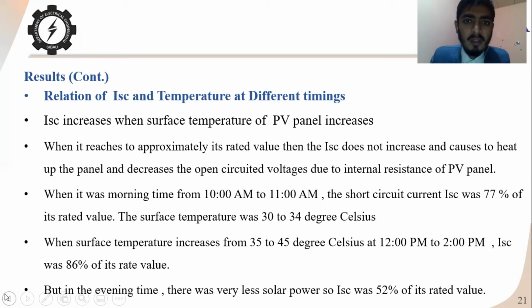It means when surface temperature increases, the ISC also increases and reaches up to 86% of its rated value. But in the evening time, due to less solar power, I already discussed that there are three STC, standard testing conditions, and solar input power is one of them. When solar input power decreases, the current also decreases. So in the evening, solar power is very much less, and there was less power output from the PV panel, and ISC reduces to 52% of its rated value.